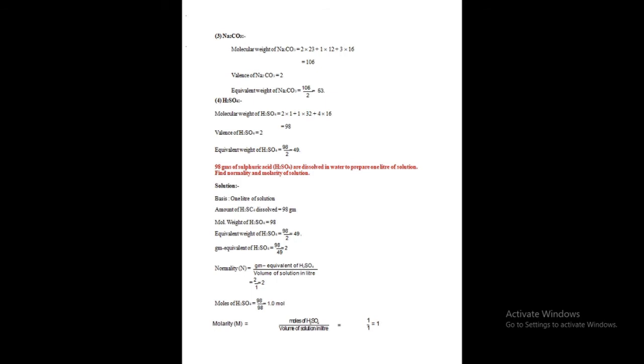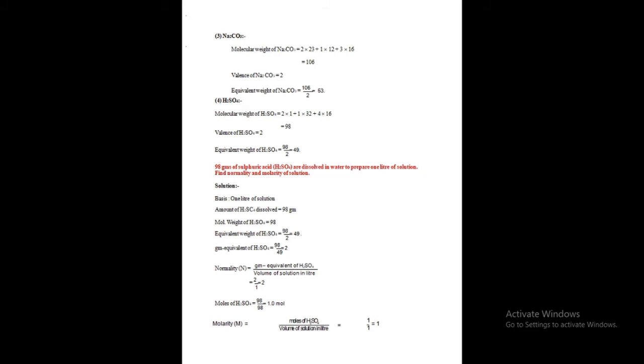Valency of Na2CO3: Na2 plus, CO3 2 minus. So here 2 electrons are in the outermost orbital, so the valency of Na2CO3 is 2. So the equivalent weight of Na2CO3 is equal to the molecular weight of Na2CO3 divided by the valency of Na2CO3. Finally we got the value 53. The last one, sulfuric acid. Molecular weight of sulfuric acid: sulfuric acid contains 2 moles of hydrogen, 1 mole of sulfur, 4 moles of oxygen.